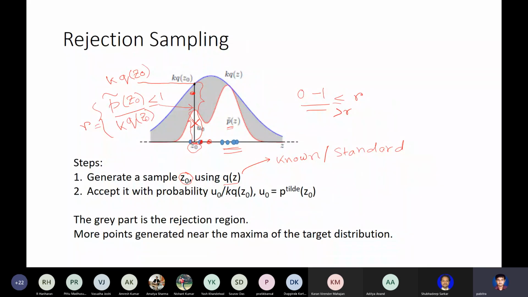Naturally, you can actually show that this is unbiased. That means if you really draw a large number of samples, the final set of samples that you get are actually distributed according to P tilde. But it is a bit inefficient because you have to reject a lot. If you generate 1,000 samples, you may be able to keep only 300 of them. So you are wasting time.